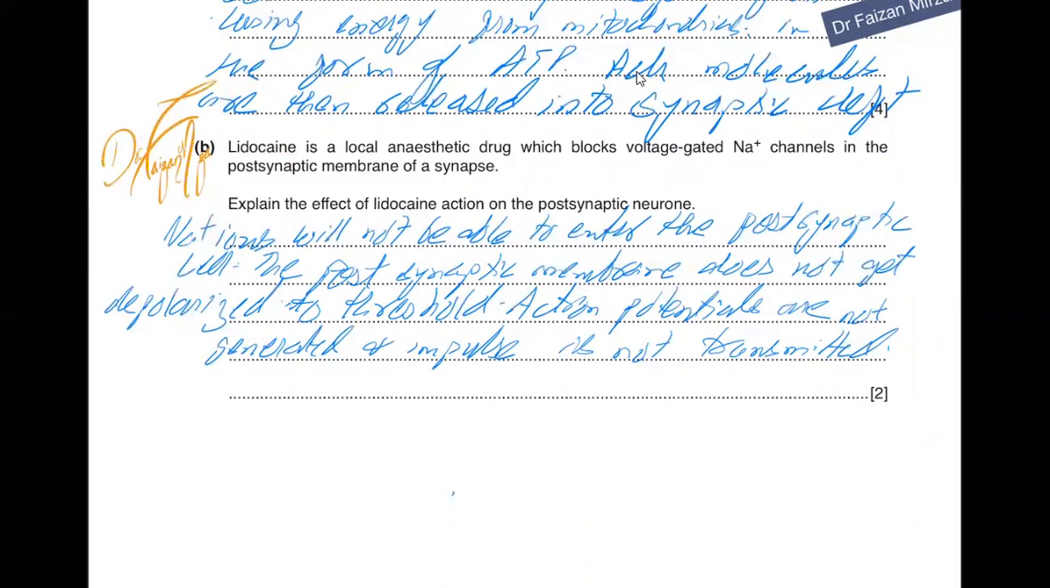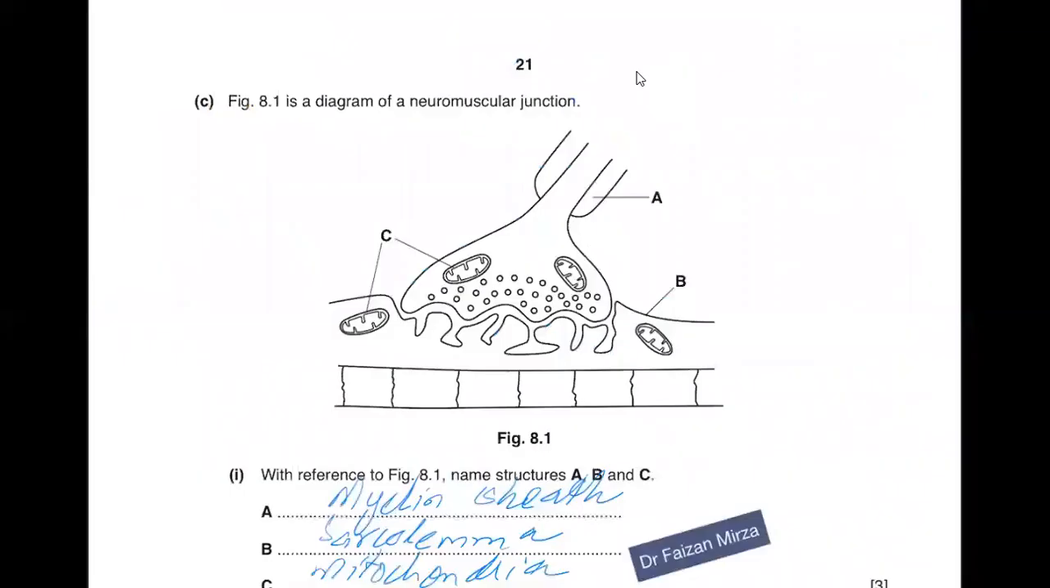Sodium ions will not be able to enter the postsynaptic neuron. The postsynaptic membrane does not get depolarized to threshold. Action potentials are not generated, and the impulse is not transmitted, because lidocaine will keep on blocking the voltage-gated sodium channels in the postsynaptic membrane of the synapse.